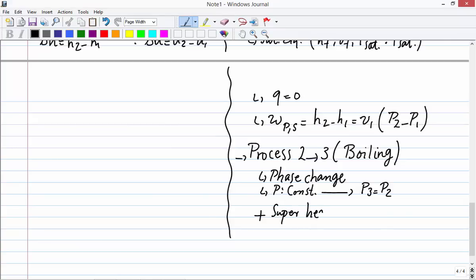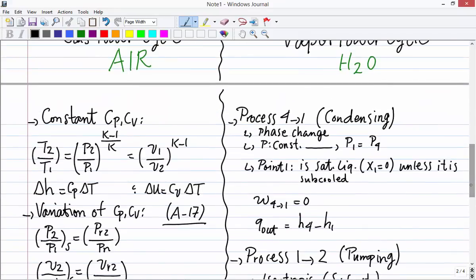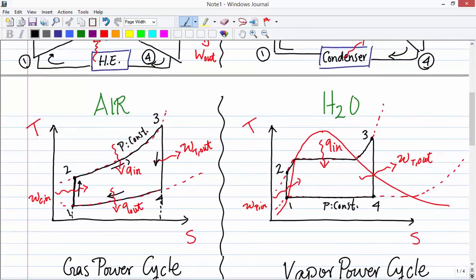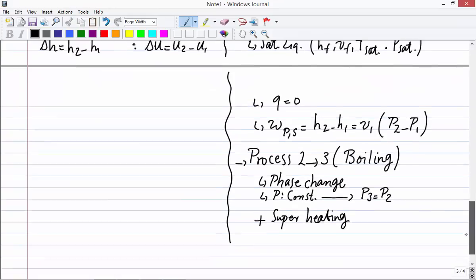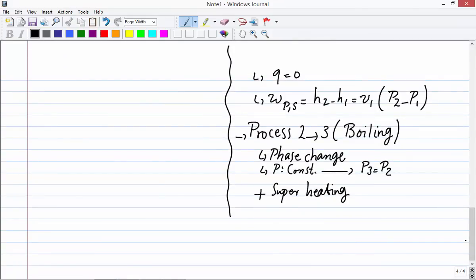And we might have plus superheating, right? You remember I told you about point 3. Point 3 might end up at this point on this line here as a saturated vapor, or it might go up a little bit more just to superheat the vapor. It's optional. It would be mentioned, or we need to specify that by checking in the tables. So it's a boiling process. Work is gonna be 0 because it's just a simple phase change.